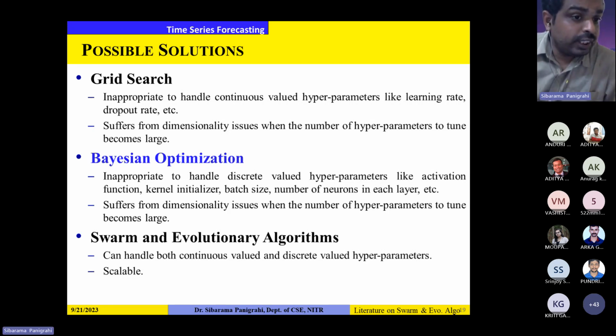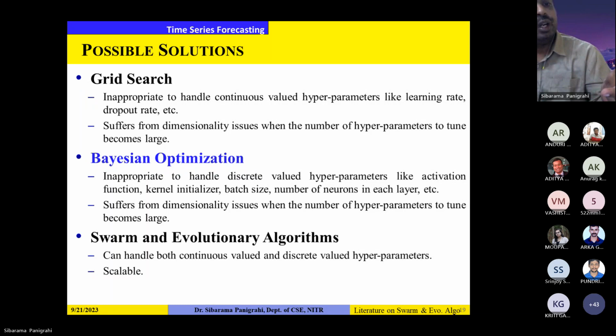But the grid search has a drawback that it is inappropriate to handle the continuous valued hyperparameters like learning rate, dropout rate, etc. So you see, in grid search, what we will do, we will give a set of values. Number of layers, we can set it as 3, 5, 7. We can give a set of values. Activation function: sigmoid activation function, ReLU activation function, ELU activation function.